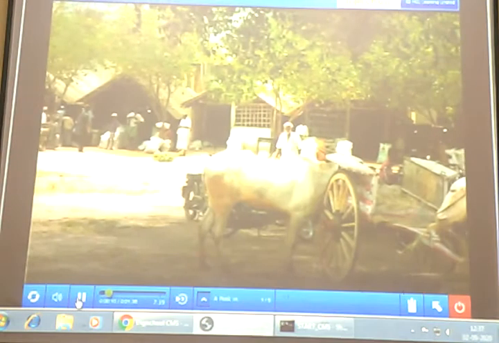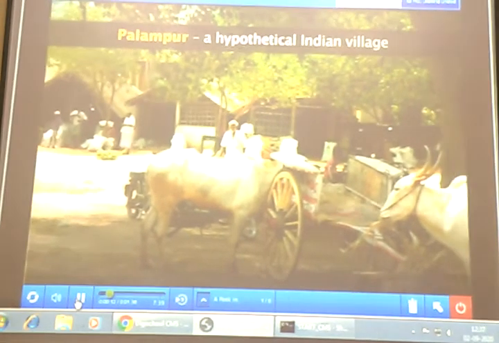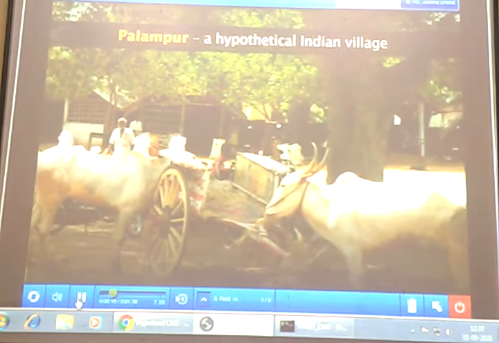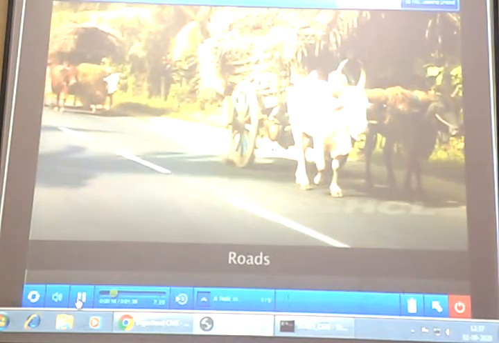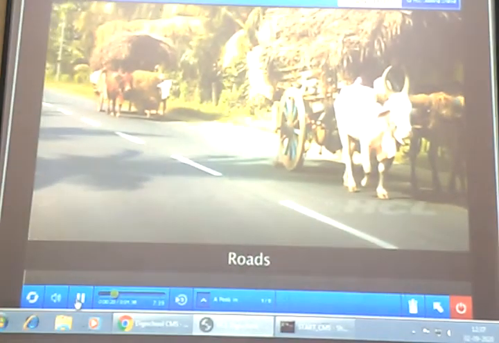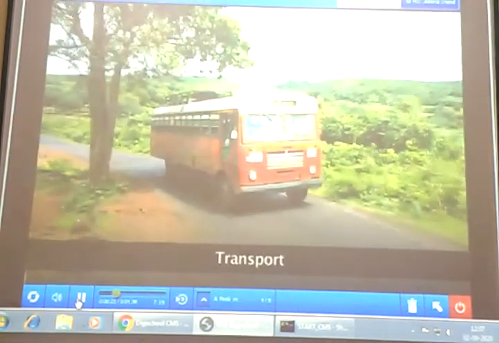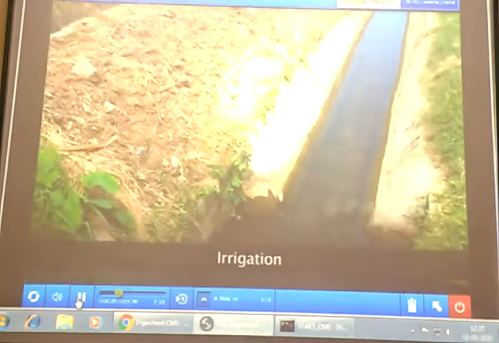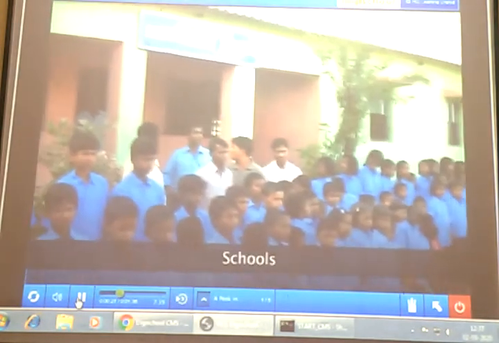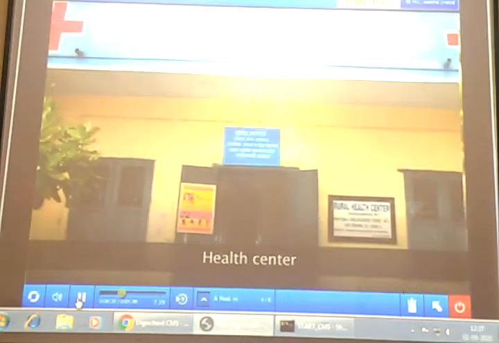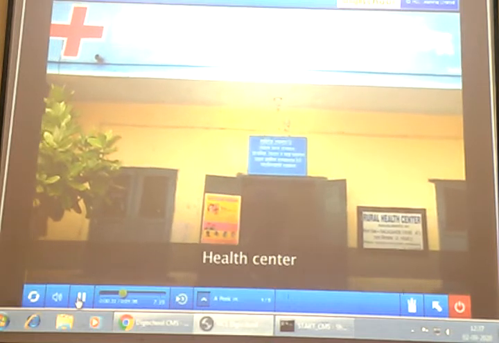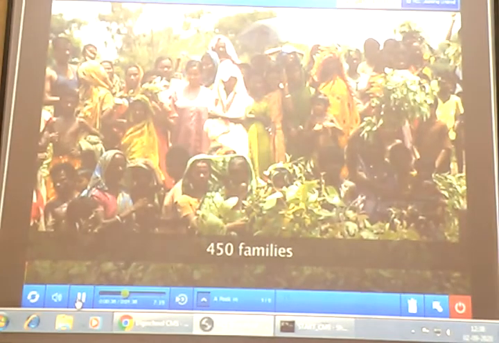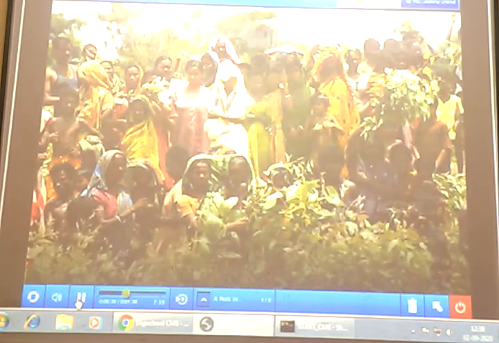Let us peek into a hypothetical village in modern India called Palampur. It has a fairly well-developed system of roads, transport, electricity, irrigation, schools, and a health center. About 450 families live in Palampur. So what do the people of Palampur do?